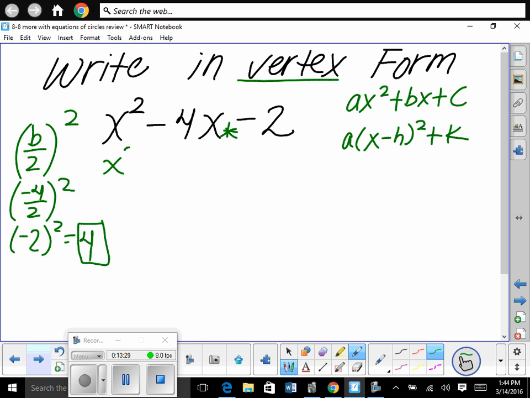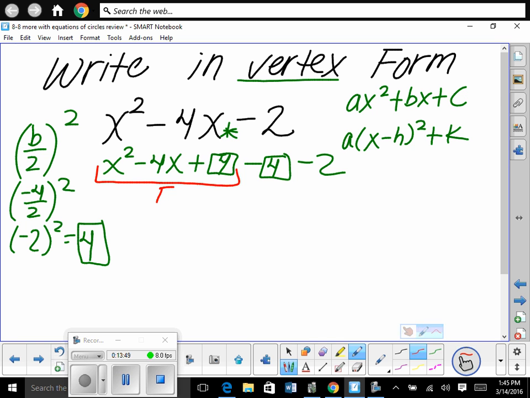So we have x squared, we have minus 4x. We add our square. Then we have to even it out by subtracting our square, right? And then we still have our minus 2. Does everybody see how I inserted my fancy 0 where that star is? So then we put that in, that's a 4, that's a 4. Then we group the first 3 terms and we group the last 2 terms and add.